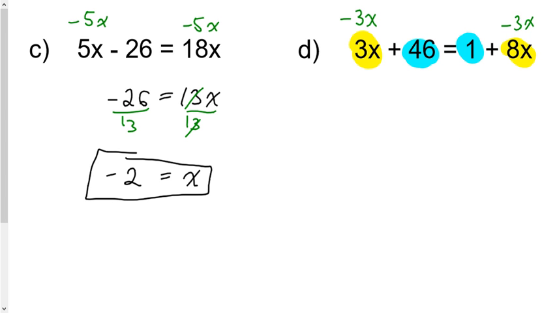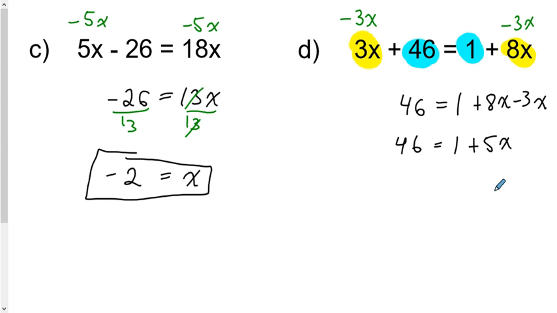So it's gone from the left, and all I'm left with is 46. On my right side, I've got 1, I've got 8x, and I've got minus 3x because I subtracted 3x from both sides. So what does that look like? 8x minus 3x is 5x. Okay, we're halfway there. Now we need to do the next step.